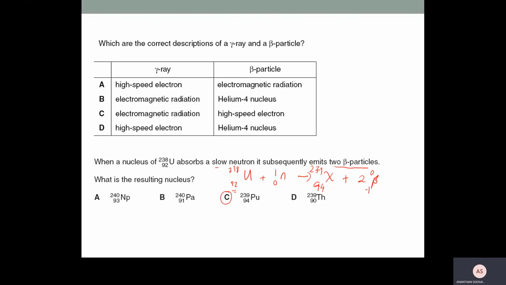So write the equation. Absorb, bombard. A neutron was bombarded with uranium. Neutron is reactant or product? Bombarded, should be reactant. Decay helium, decay alpha. That means alpha is product.